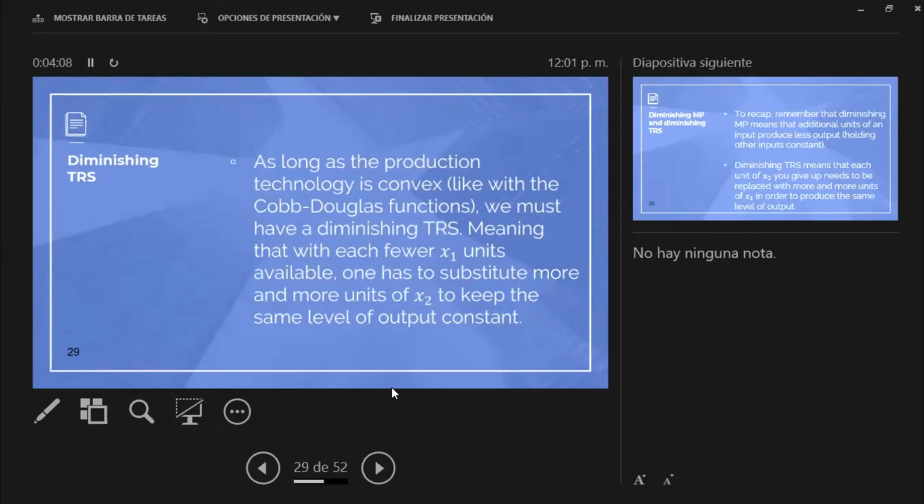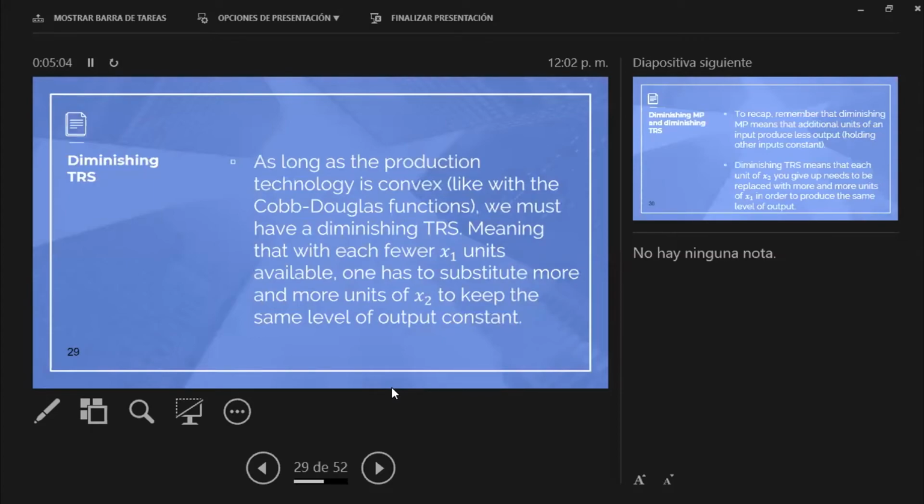For many, many different industries that can be modeled with Cobb-Douglas functions or constant elasticity of substitution functions that represent convex-like preferences, we normally have a diminishing technical rate of substitution. So what happens when you have a diminishing technical rate of substitution is that with each fewer units of X1 available, X1 is the X-axis input, one has to substitute more units of X2 to keep the same level of output constant.